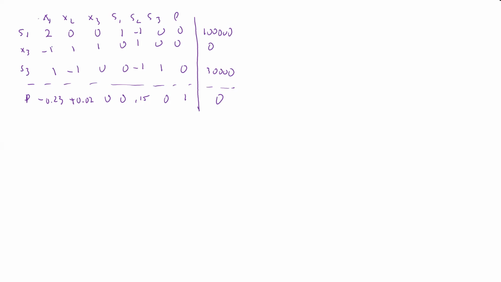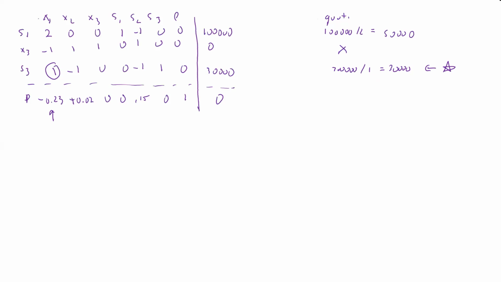So now the biggest negative, well, there's only one negative, so that's not too hard to figure out which negative that is. That's this one. So for our quotients, we're going to have what? 100,000 divided by 2, which is going to be what? 50,000. This one we can't have because we can't have a negative. And then we have 30,000 divided by 1, so that's going to be 30,000. So that one is the smallest, and so we're going to pivot right there.